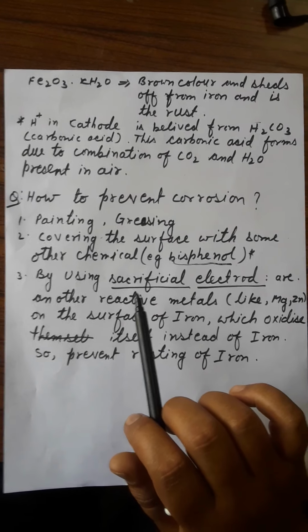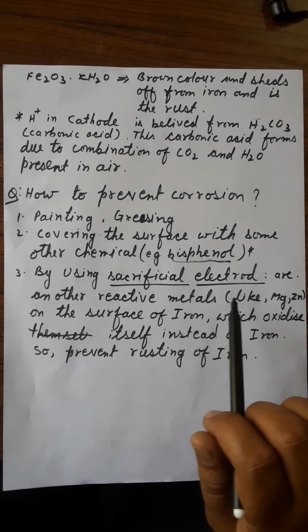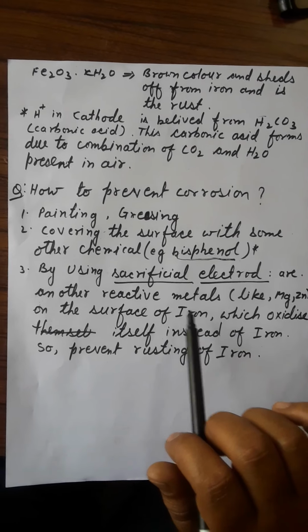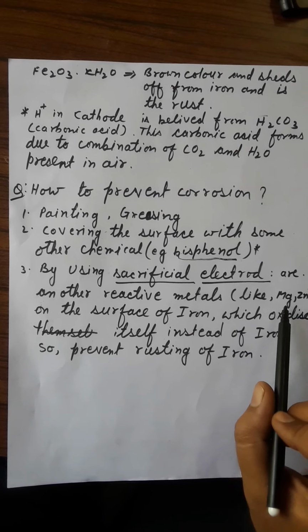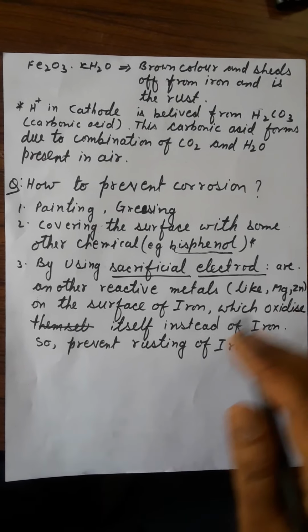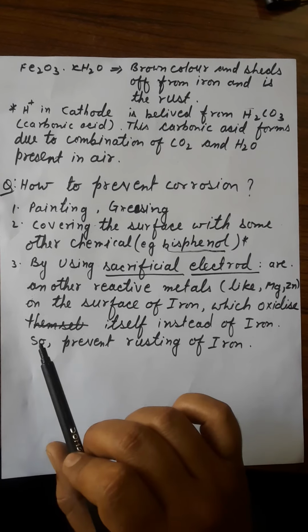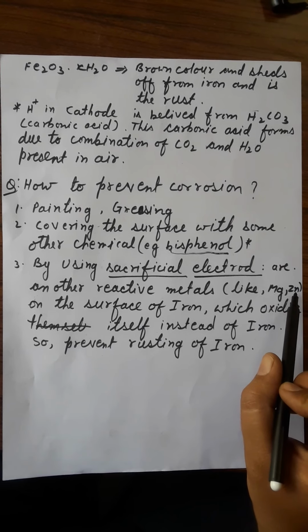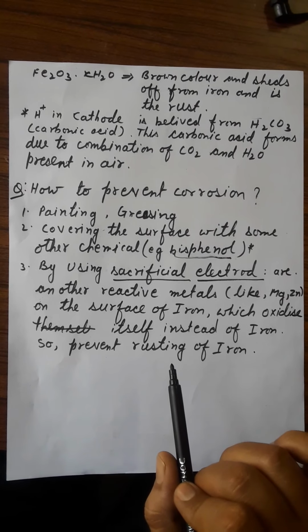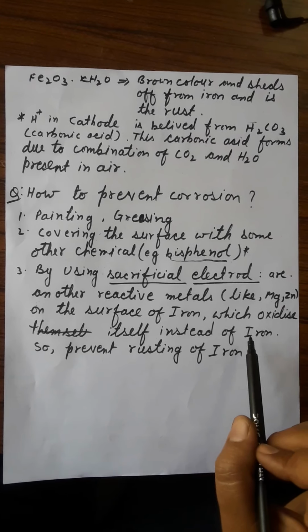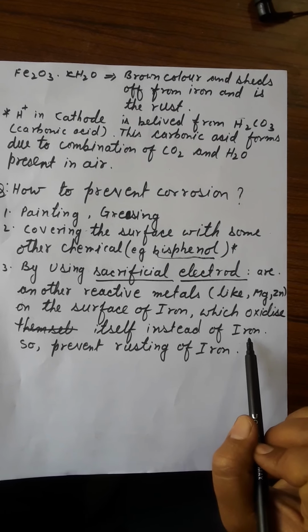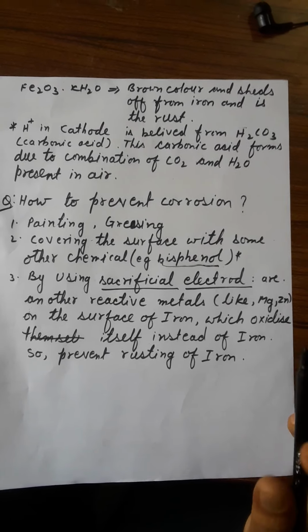Now another important word related to the prevention of corrosion is sacrificial electrode. What are sacrificial electrodes? Sacrificial electrodes are other metals which are more reactive than iron, like magnesium and zinc. We have to apply these sacrificial electrodes on the surface of iron, and they oxidize themselves. That means magnesium and zinc will oxidize because they are at the outer layer of the iron, and they will prevent the oxidation of the iron. Therefore the iron will not get rusted.